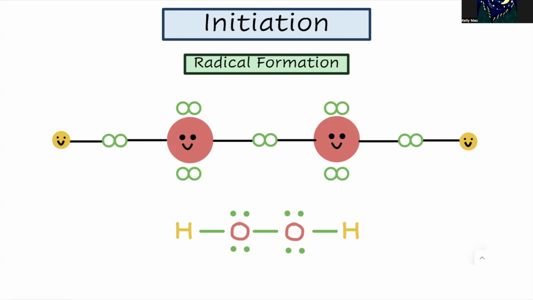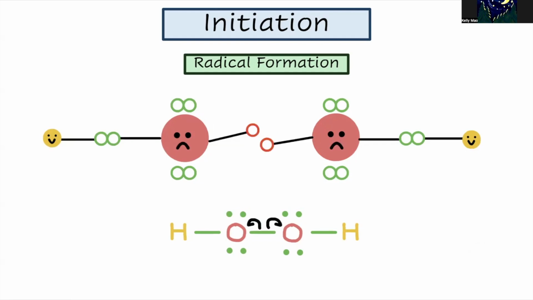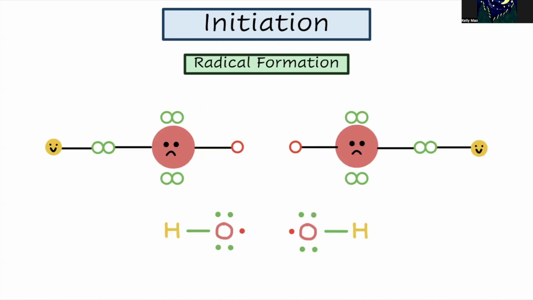So what happens when we break this attachment or bond between the two oxygen atoms? So here we can see the bond between the oxygen atoms has been broken. Now we have formed two radicals from the single hydrogen peroxide molecule. The oxygen atoms are frowning or unhappy because they have an unpaired valence electron, which is what a radical is.